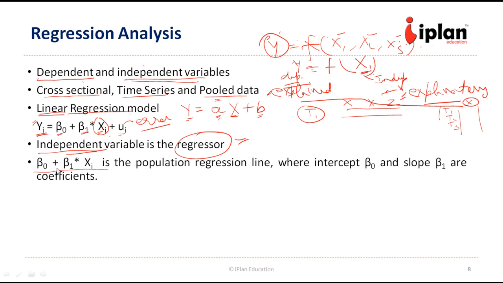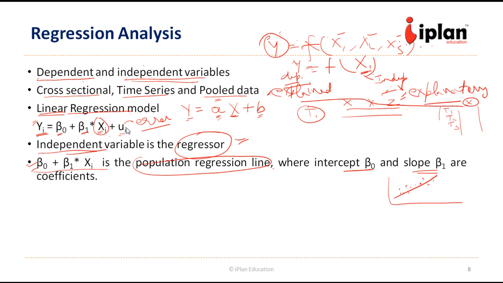Beta 0 plus beta 1 into xi is the population regression line, if we are eliminating the error term, with this intercept beta naught and slope beta 1, which are coefficients. So if this is a scatter plot, this is the line, and this beta naught plus beta 1 xi represents the population regression line. So this line represents a linear relationship, although there is going to be some error term because all of the elements are not going to lie on this line. So there is inevitably an error.